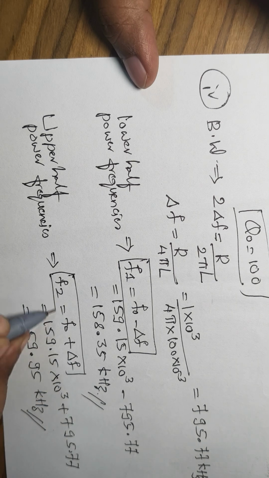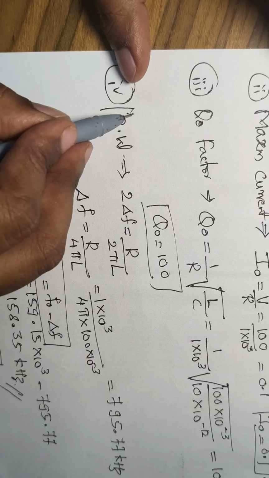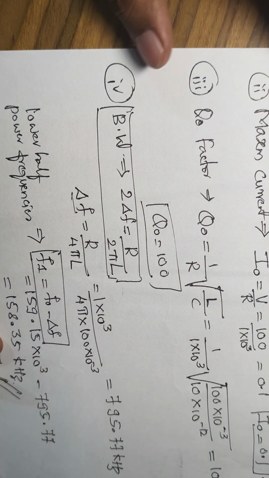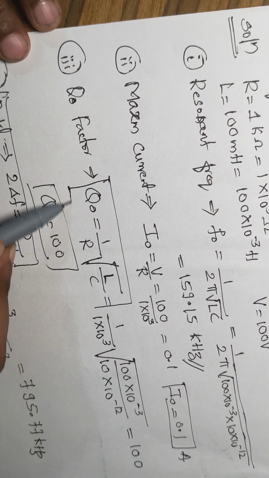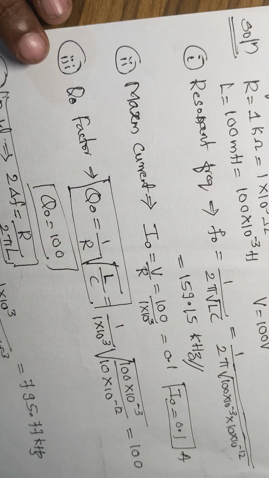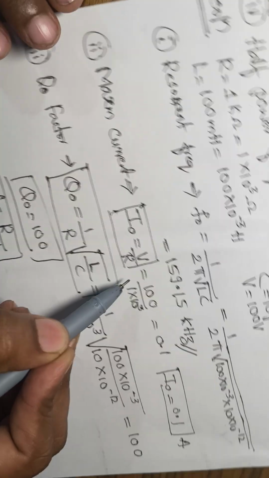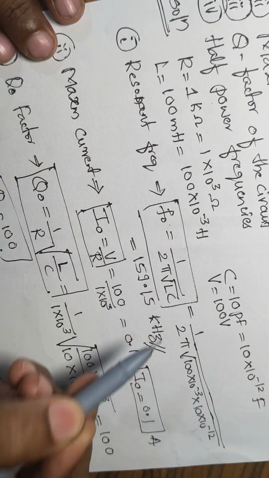Okay, so this is the formula to calculate the lower half power frequency. This is to calculate the upper half power frequency, and this is for bandwidth, from which you need to get the value for delta f. This is the formula for calculating Q naught. Okay, this is for maximum current I naught, and this is your resonant frequency f naught.